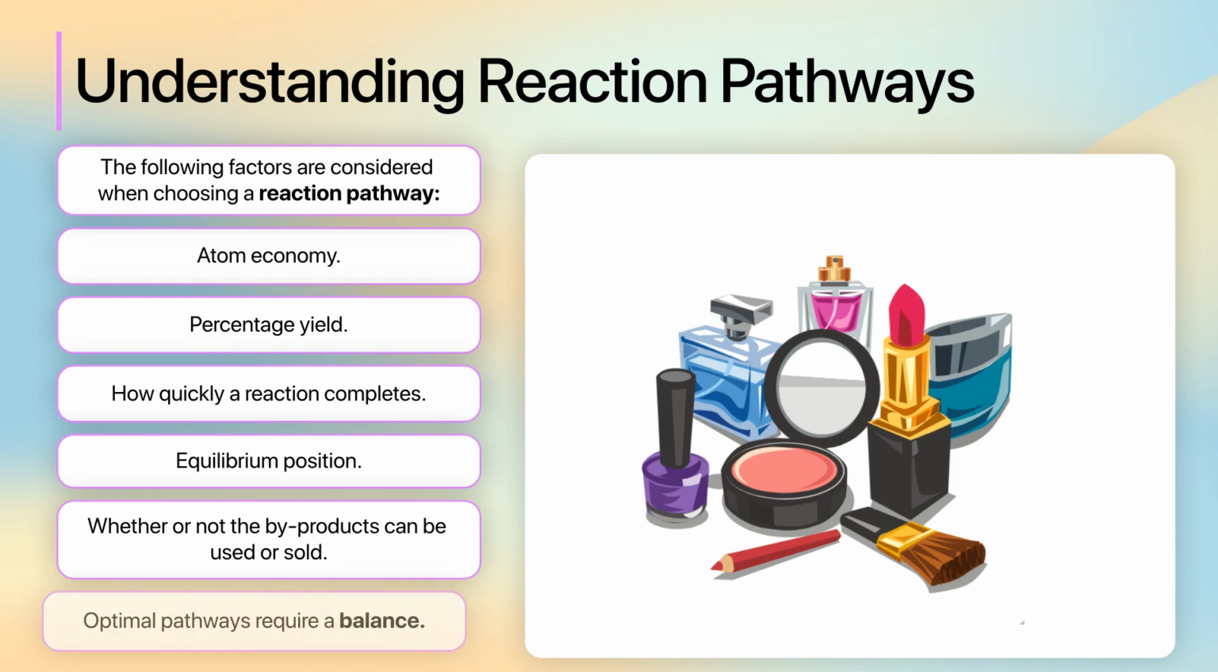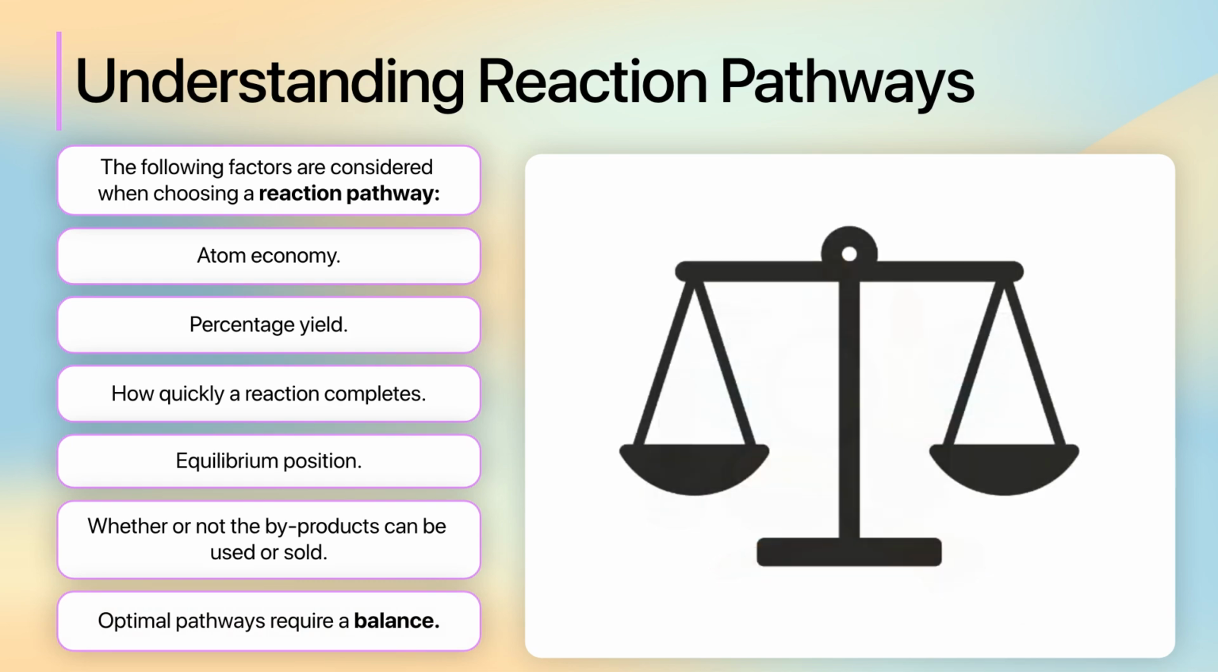Choosing the optimal reaction pathway requires a balance of all these factors. For example, while atom economy is important for sustainability, it might be necessary to compromise slightly if a reaction pathway offers a significantly higher yield, faster rate, or more useful byproducts.